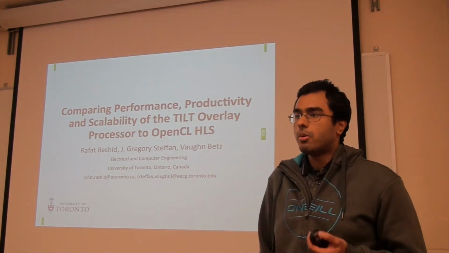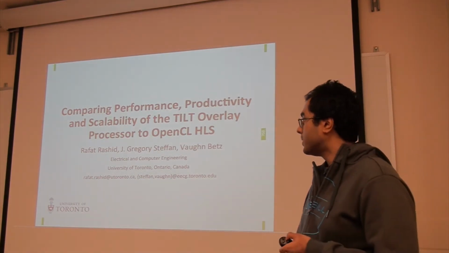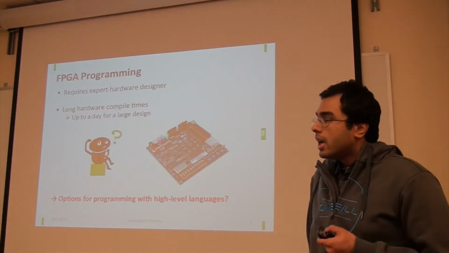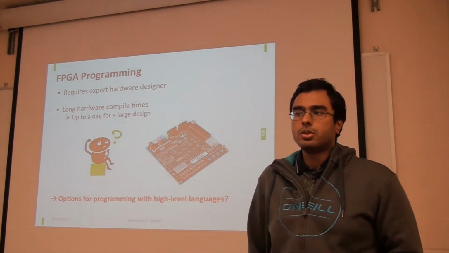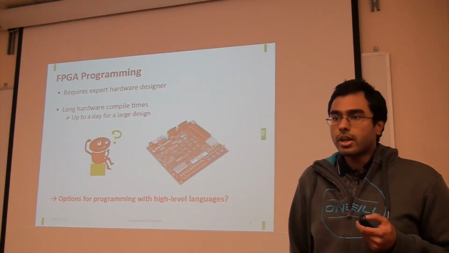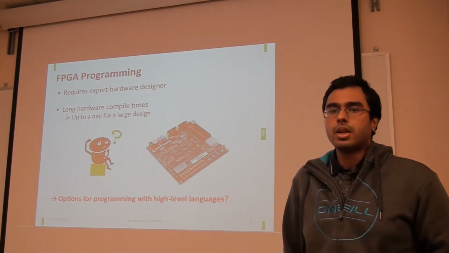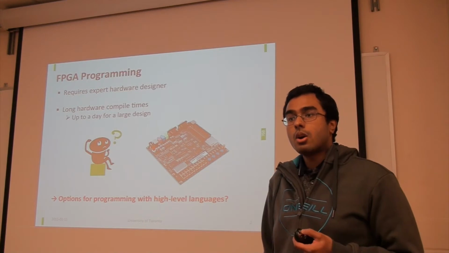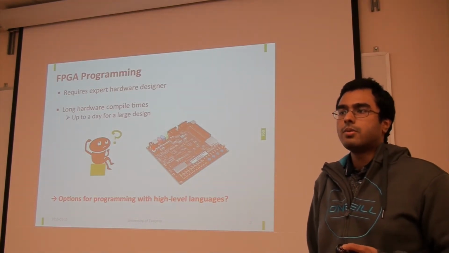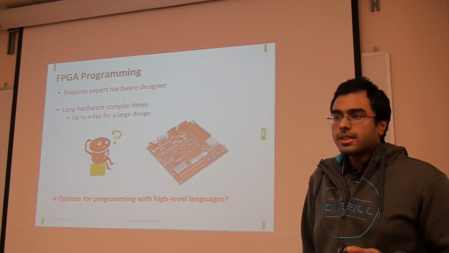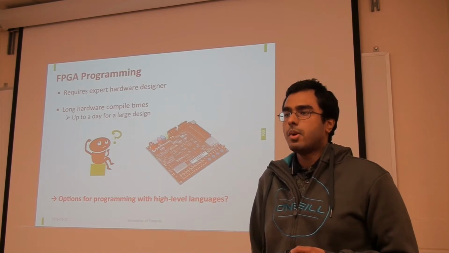Today I'll be presenting our paper on comparing the efficiency of the tilt overlay processor with Altera's OpenCL HLS. FPGAs are a more difficult design target compared to other platforms such as CPUs or GPUs. First, the cycle-accurate hardware description required to program FPGAs is both difficult and time-consuming to write. Second is due to the long hard compile times, taking up to a day for a large design, compared to seconds or minutes for the software alternative. Thus, there is great interest in programming FPGAs with high-level languages to alleviate these bottlenecks.